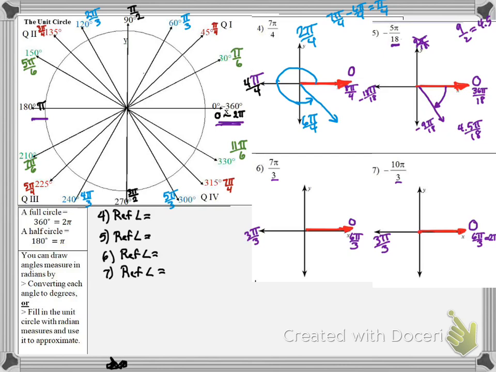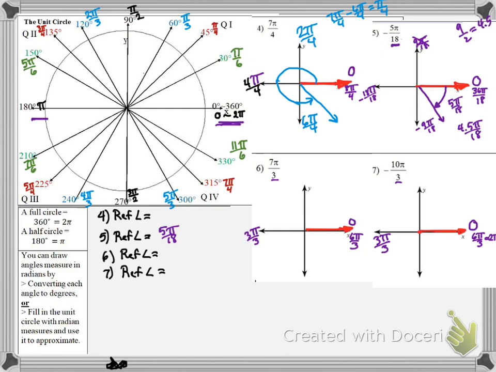I'm going to have to do reference angles on these guys too. So let me stop and think about how far down did that go? It went 5 pi over 18 down from there. So over here, that's number 5. I'm going to write my reference angle as 5 pi over 18. And even though it's going down, reference angle is a positive answer.